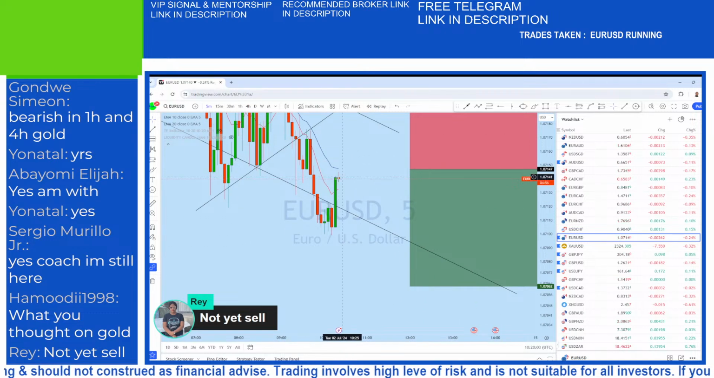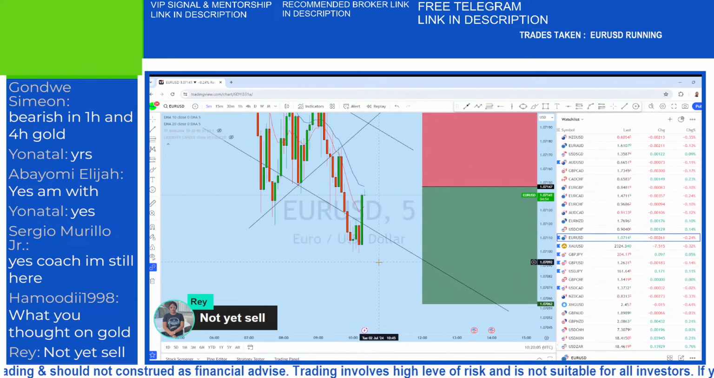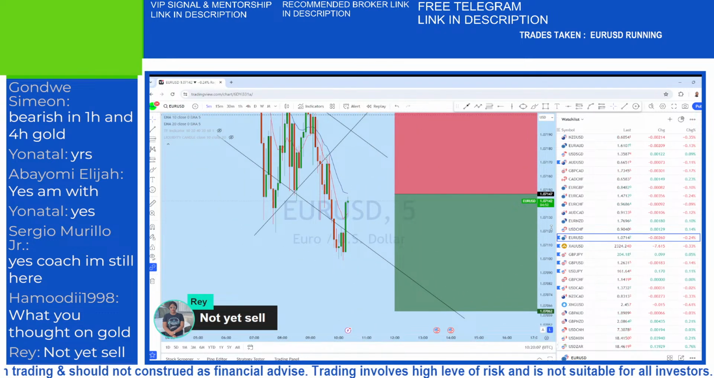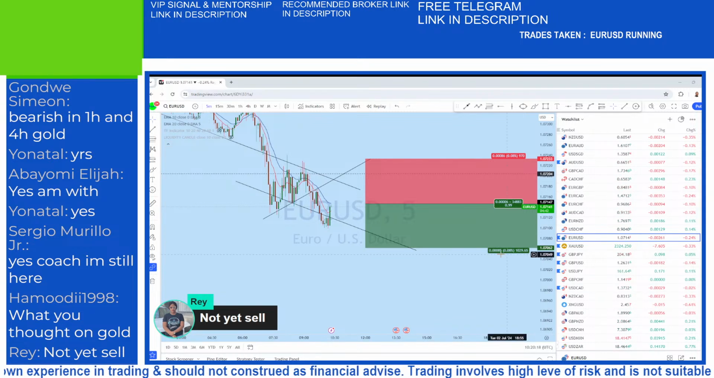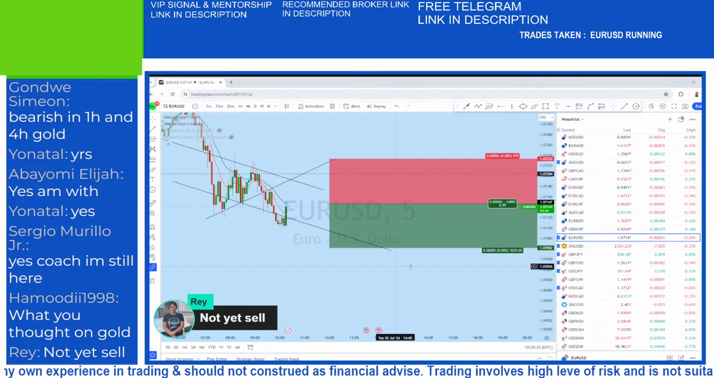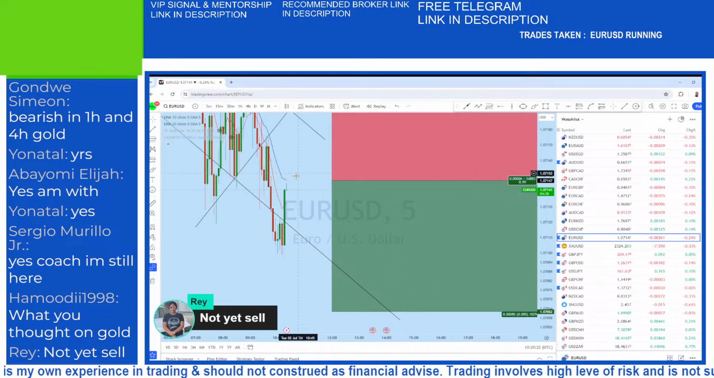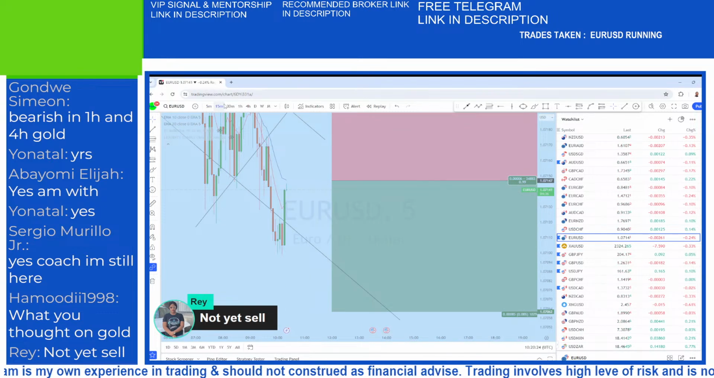Okay, guys, so what we can see, it has moved up again for a pullback. Now, this move I didn't expect it to happen, but we see that it's gone up for a pullback. Now, it is important that we want to see again breaking below.